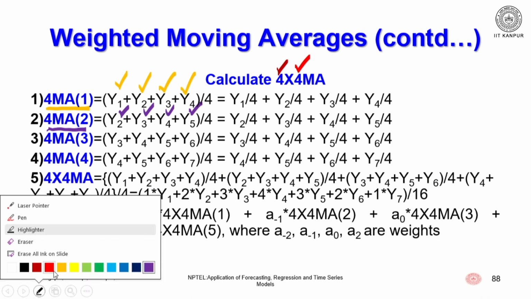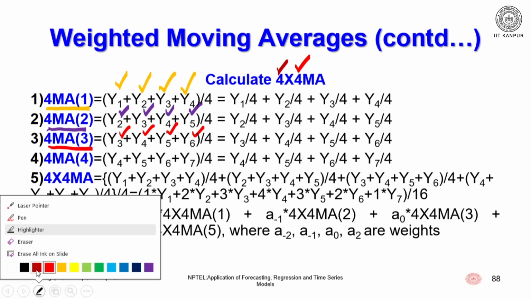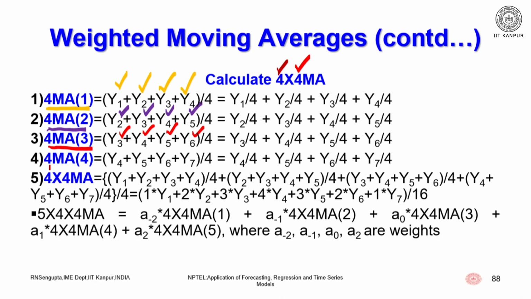Similarly, for the third, 4-month moving average number 3, we have again shifted by 1 unit, hence we are taking the average of y3, y4, y5, y6. That means we are giving weightages of 1/4 to all the values y3, y4, y5, y6. And for the last one, 4-month moving average 4, we have again shifted the block of 4 values, and they are y4, y5, y6, y7. Hence, the weightages given for y4, y5, y6, y7 are all 1/4.